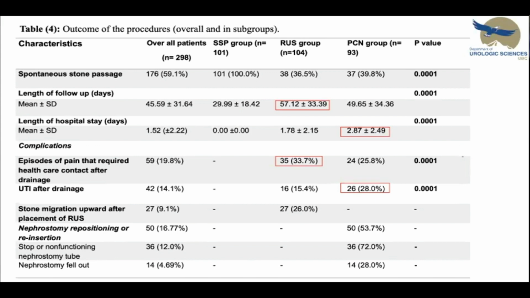Complication related to nephrostomy, nephrostomy repositioning or reinsertion in 53.7% of patients with nephrostomy tubes. We see due to a blocked or non-functioning nephrostomy in 36 patients, or nephrostomy came out or fell out in 14 patients.